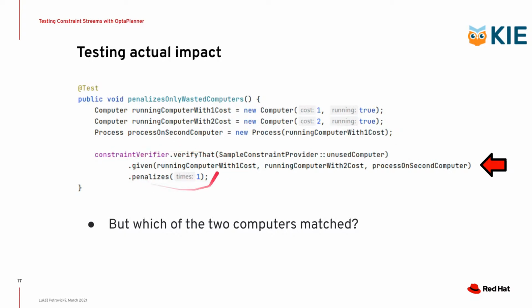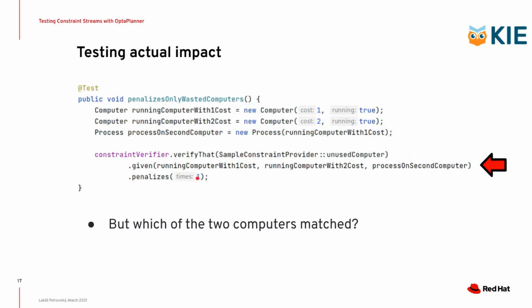Take a look that the call of constraint verifier actually changed slightly. We still call the verify that on the same constraint. This didn't change, but we do something else in the given call. We actually give it more data. So we give it the first computer, we give it the second computer, and we give it the process, so that the constraint stream has all the data it needs to evaluate this new situation. And we say penalizes once.